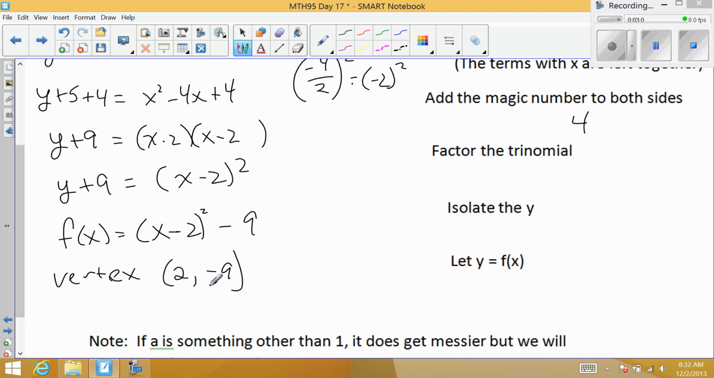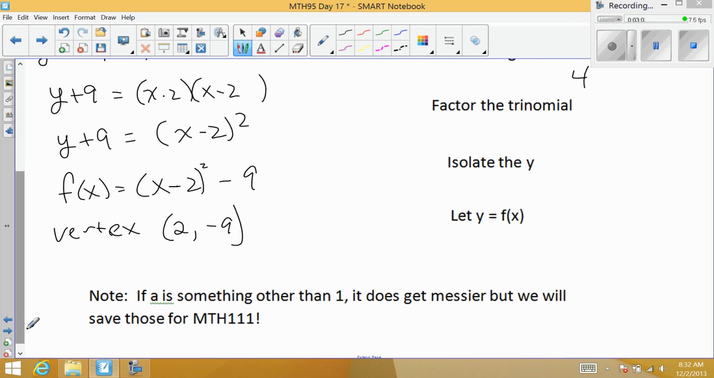That's my vertex. If a is something other than 1, it does get a little messier than this. You just have to do a little more factoring, and we're a little more likely to run into some fractions, but we'll cover those in Math 111 next term.